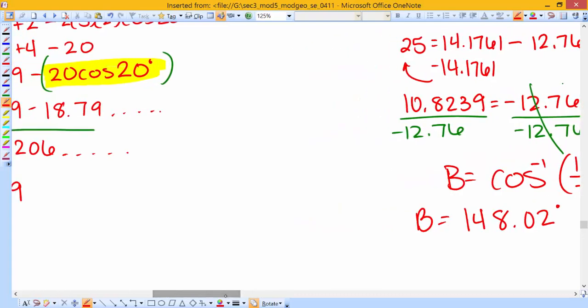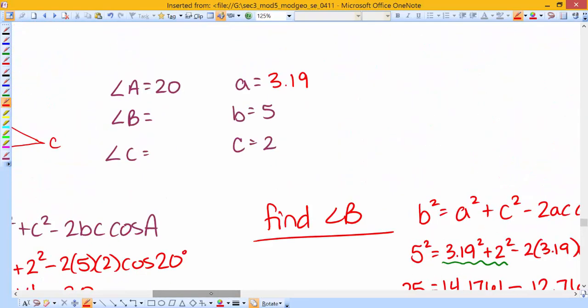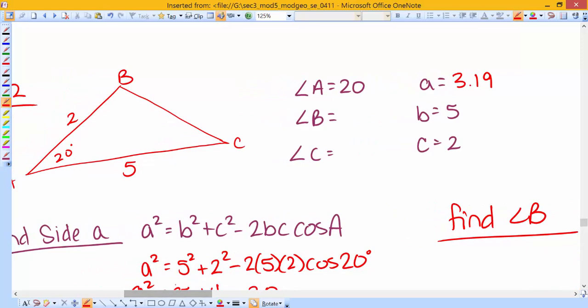Now, if you're thinking that that's wrong, if I go back, angle B is a pretty wide angle. So it is probably correct. 148.02. And then to find angle C, 180 minus 148.02 minus 20. And I get 11.98 degrees. So there's both scenarios with the law of cosines.